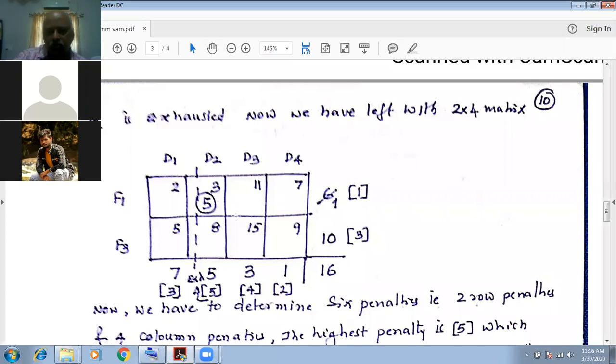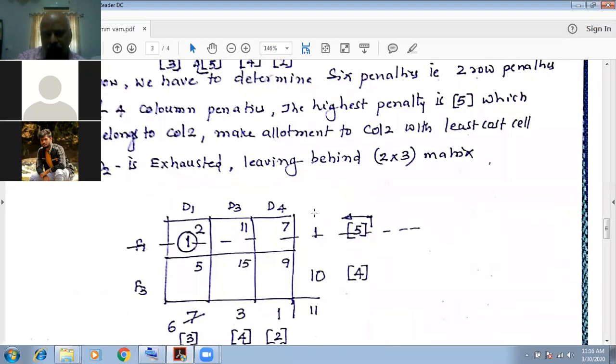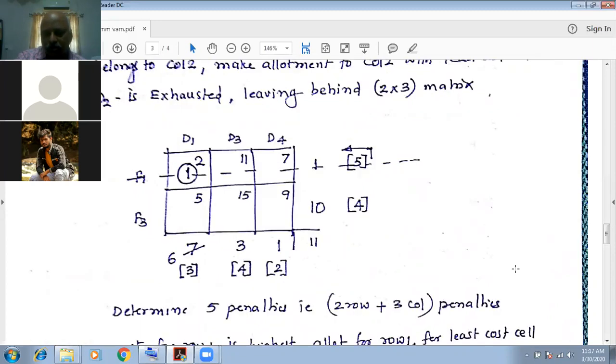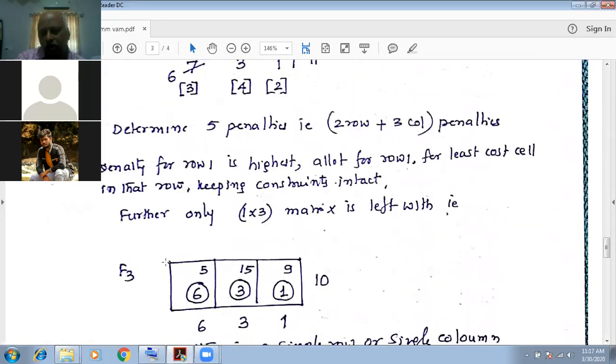Now showroom number 2 is exhausted, so we are left with a 2 cross 3 matrix, that is F1 and F3 and D1, D3, D4. That I have written here, F1, D1, D3, D4. So I have made an allotment. Further, I am left with only one row, that is F3 with the D1, D3, D4 columns. Whenever you have a single row or a single column, you need not find the penalties. Just go on making the allotment with least cost, next least cost, and next least cost, and satisfy the capacity constraints.